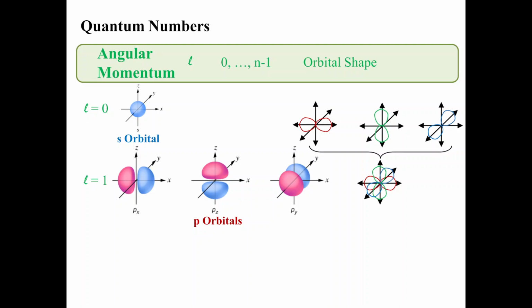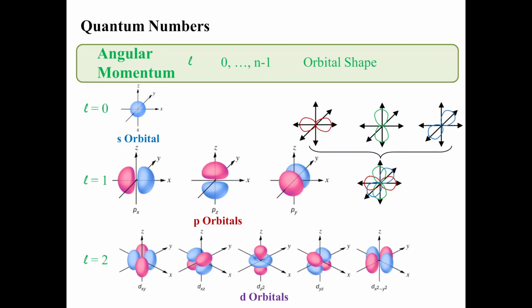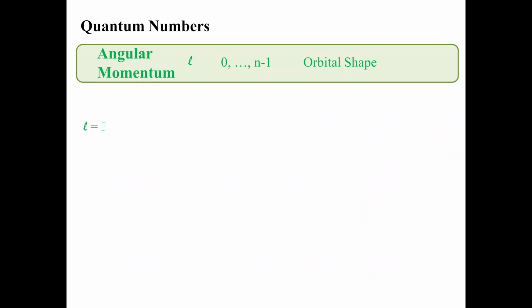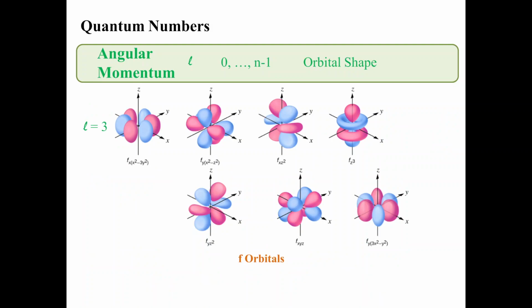All right, now for the more complicated ones, when we have L equal to 2, this is representative of our d orbitals. They have a clover leaf shape, along with a donut over there. And then the last one I'm going to talk about is when L equals 3, which is our f orbitals. As you can see, these get pretty complicated pretty fast. But again, this is just a depiction of the most likely regions to find an electron.